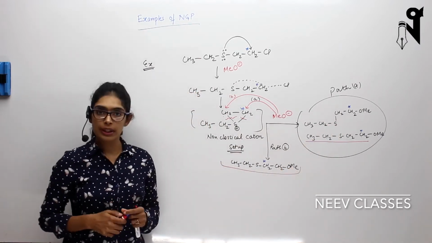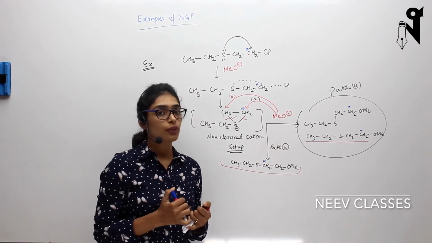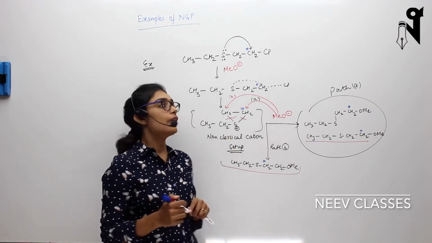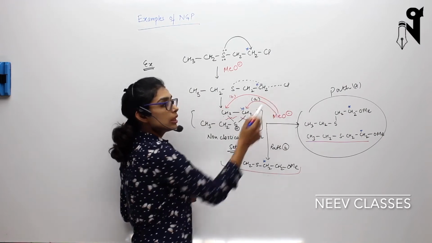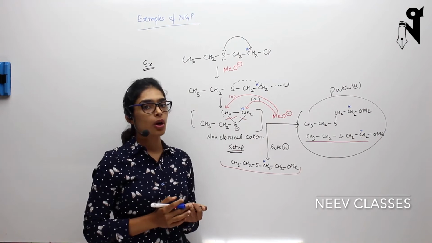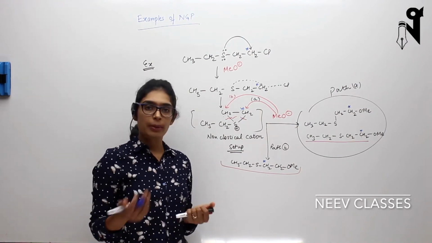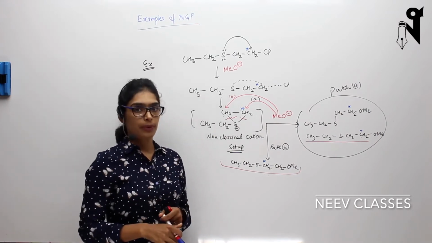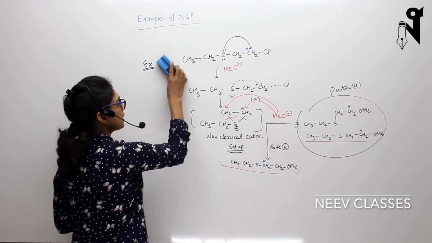This is possible only in NGP. Again, I'm repeating, in NGP the retention of the configuration will take place, and NGP is only possible when the lone pair species and the leaving group are both in the anti-position to each other. If they are not in the anti-position, the reaction will not take place through NGP. It may happen through normal SN2 or may not happen at all depending upon the situation, but will not happen through NGP. Okay, now let's see another example.